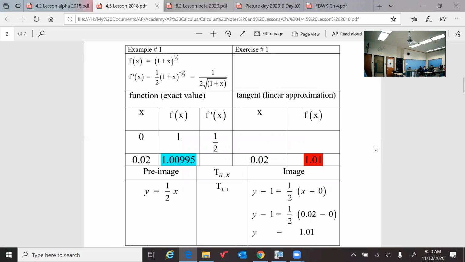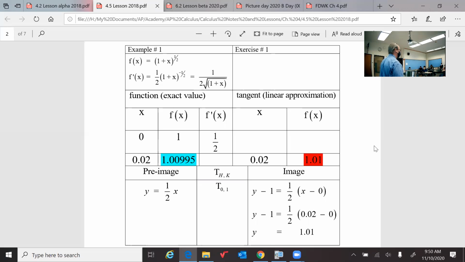So we built the table, right? What do we got? Here's our function, 1 plus x to the 1/2 power. So the derivative is 1/2 times u to the negative 1/2 times du, which happens to be 1. So here's your derivative. At 0, ready? At 0, if you put 0 in the curve, you get a 1. If you put 0 in the derivative, you get 1/2.